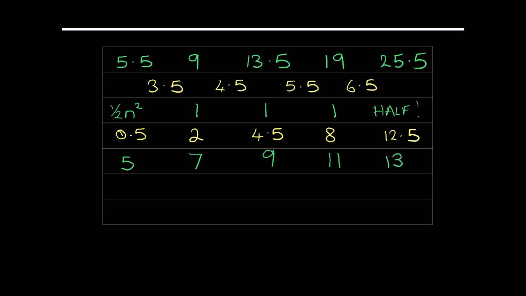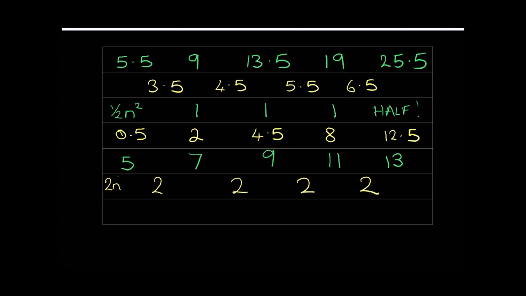Then we work out the difference between these numbers. So 7 take away 5 is 2. 9 take away 7 is 2. 11 take away 9 is 2. 13 take away 11 is 2. So we've got our arithmetic sequence part here. So this means that it's going to be 2n something. Okay, it's not exactly 2n.